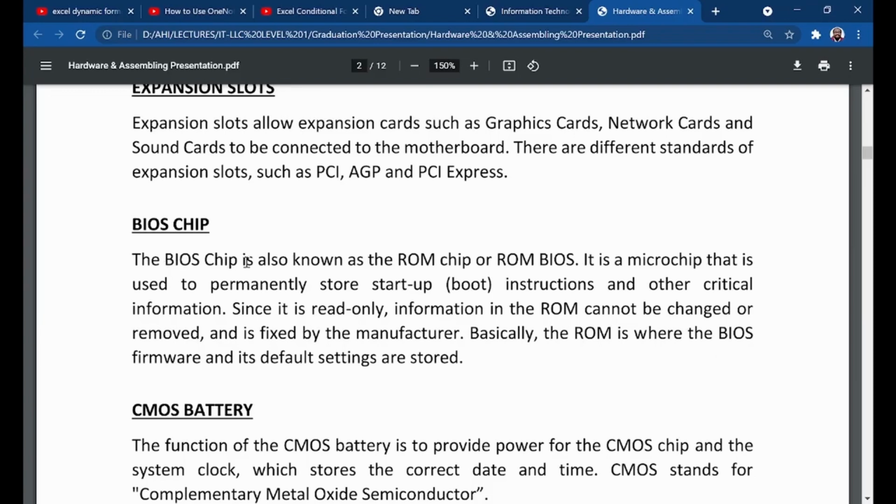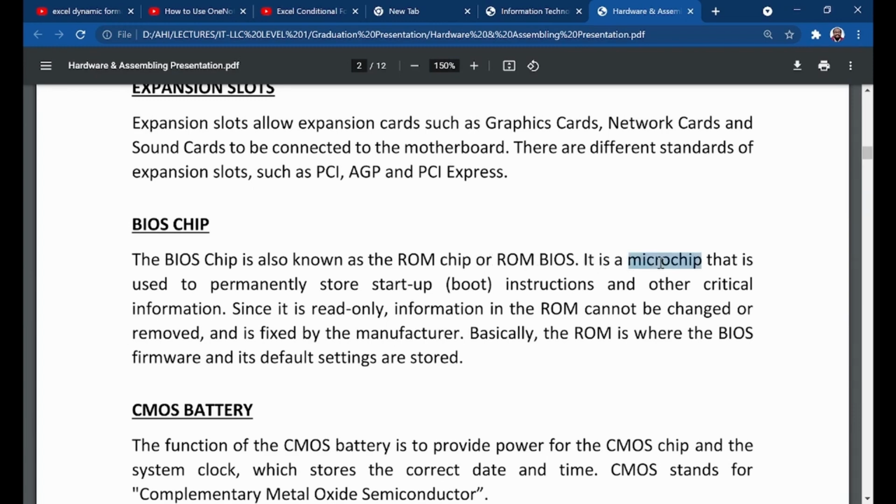Okay, the BIOS chip is also known as a ROM chip or ROM BIOS. I'm talking about the ROM. I could have said the ROM is also known as BIOS chip, or ROM BIOS, or ROM chip. All right.